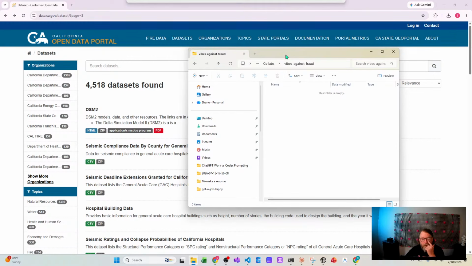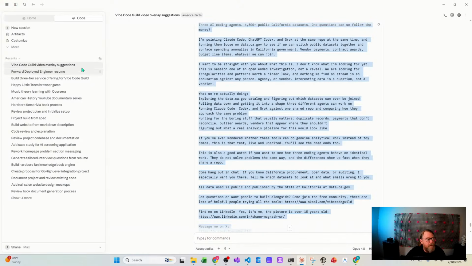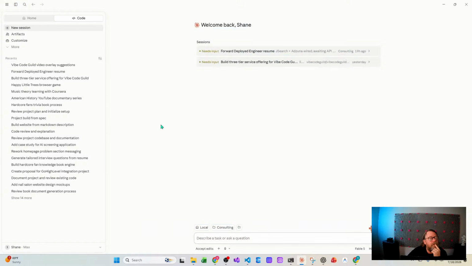So I made one giant folder and I'm going to try to do something that I've never done, which is pointing all three of the tools at the same folder at the same time and letting them build together. Usually I'll let one go and then make the other one go, but we're going to see if we can get all three of them going in here. So that's what we're going to do.